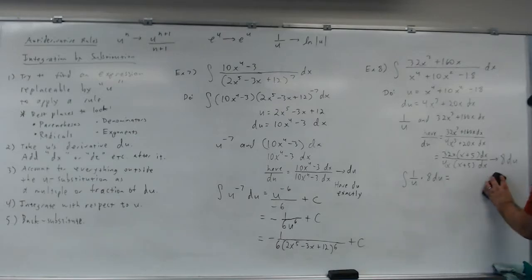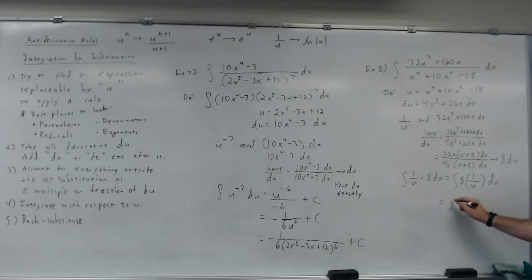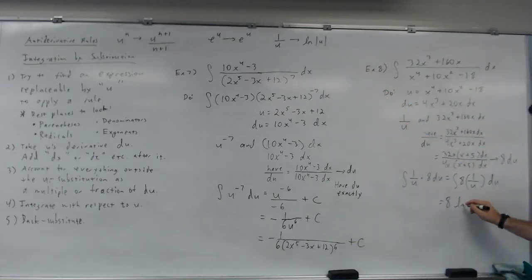Try to write that more neatly. The integral of 8 times 1 over u. Dang on it, I'm sorry I'm having so much trouble writing legibly. So 8 times 1 over u and then the du. Okay, now that's going to be 8 times the antiderivative of 1 over u, which is the natural log of the absolute value of u.